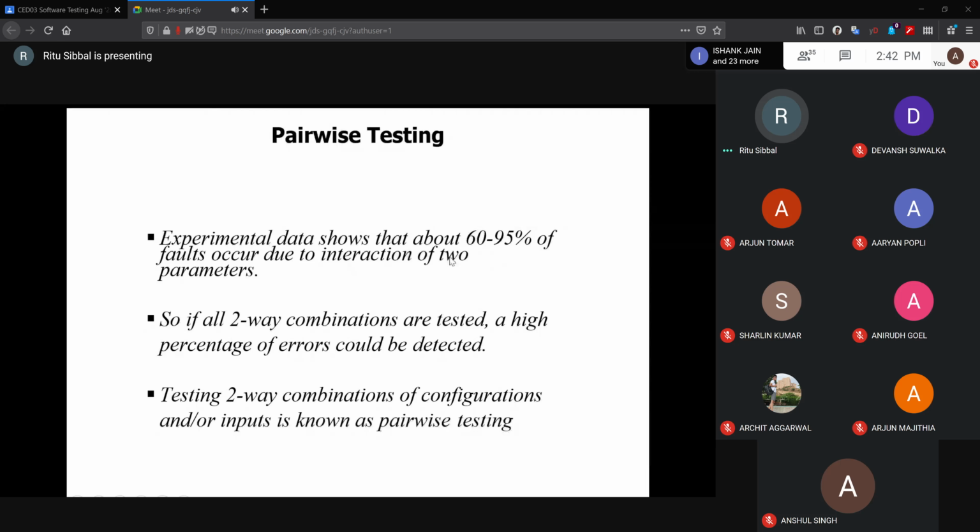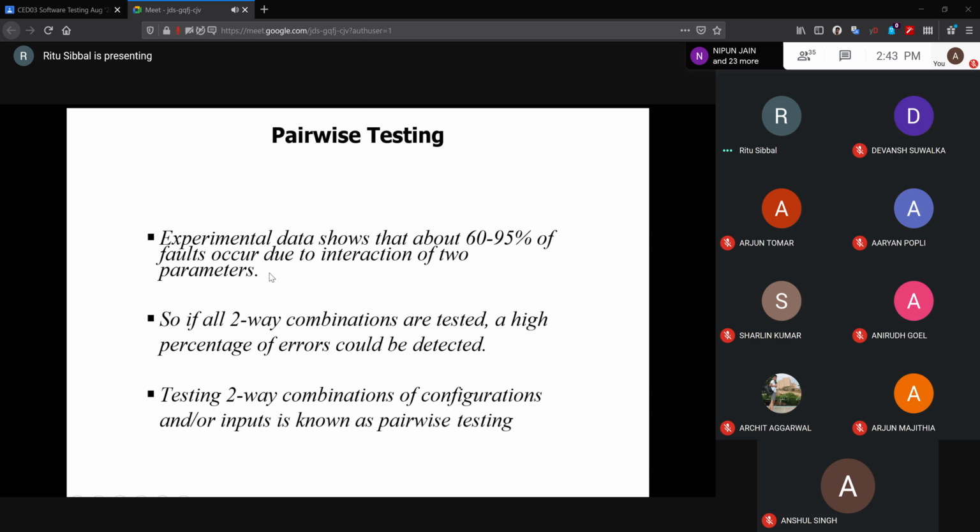Now, testing two-way combinations is known as pair-based testing. So testing which involves testing of pairs of variables is called pair-based testing. That is what pair-based testing is.